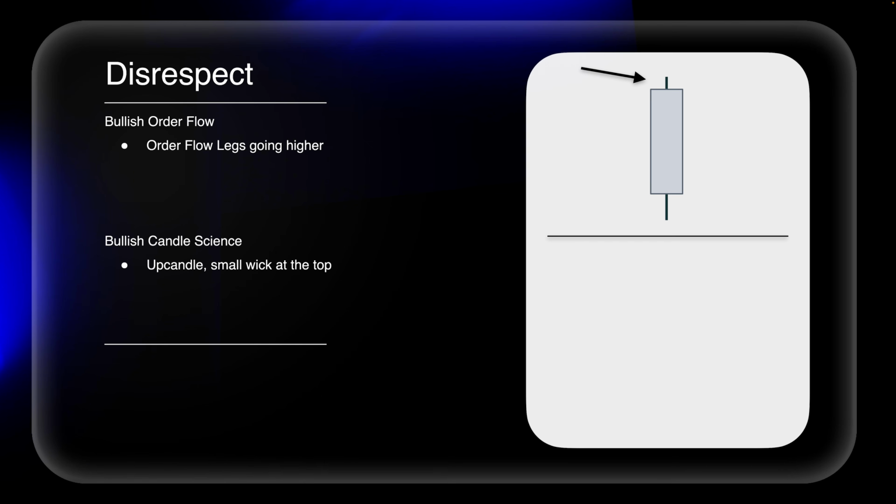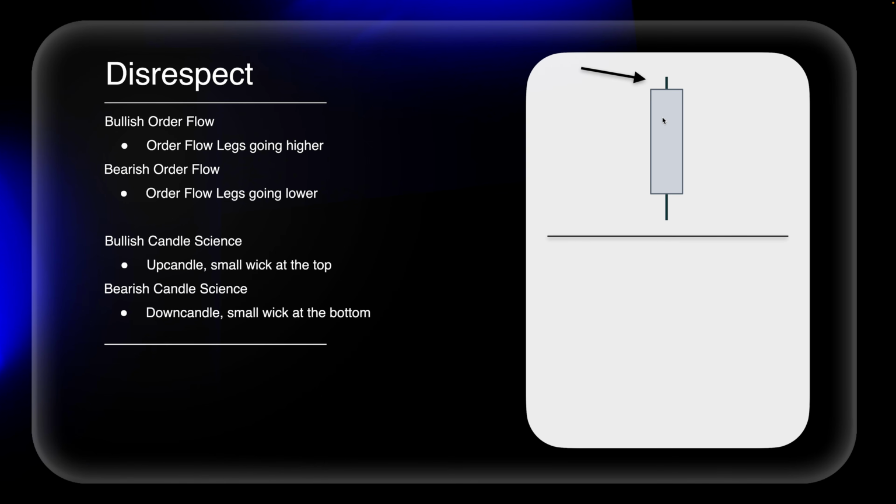But on the other hand, when we create bearish order flow and we have order flow lags going lower again on the daily time frame, then that turns into, on the monthly, for example, bearish candle signs. So a down candle with a small wick at the bottom, like we're seeing on the right side. Inside that candle, if we go into the lower time frame, we have bearish order flow.